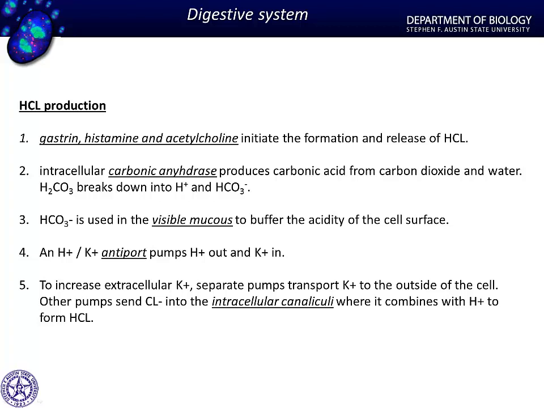Well, the bicarb ion, that's going to be picked up by our surface lining cells and used as part of that visible mucus. But these parietal cells have a hydrogen ion, potassium ion antiport. So out goes hydrogen, in goes potassium, right? We're going to keep potassium high on the inside.